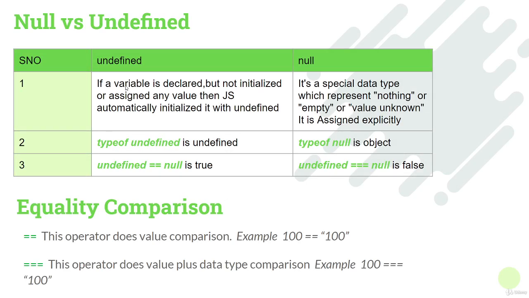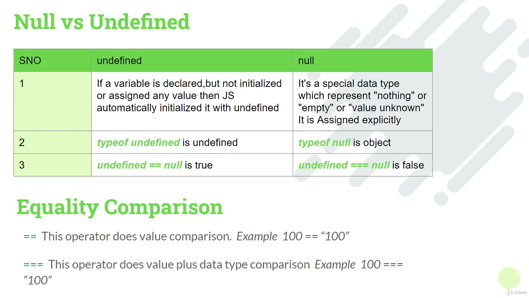So undefined: if a variable is declared but not initialized or assigned any value, then JS automatically initializes it with undefined. We already saw this, and we'll see it again in a while. And null is a special data type which represents nothing, or empty, or an unknown value, and null is always assigned explicitly, whereas undefined is automatically initialized, but for null you have to assign the value explicitly.